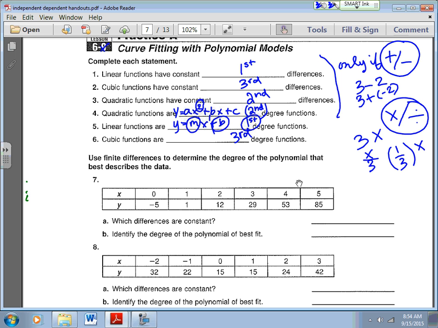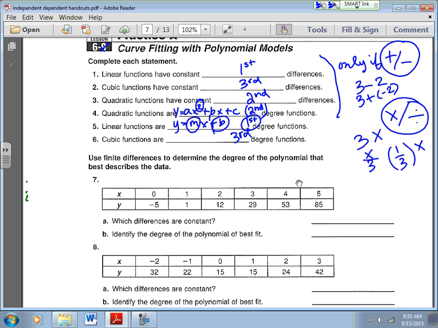All right, use finite differences to determine the degree of the polynomial that best describes the data. So in this data, first you have to figure out, is it linear? If it's linear, then it's a first degree function. If it's quadratic, what is the degree of the function? Quadratic functions are second degree. That means if the difference is in the second power, then it's quadratic. If it's in the third difference, then it's to the third power, as long as it's addition or subtraction. If the pattern involves a multiplication, that means it's an exponential, okay?